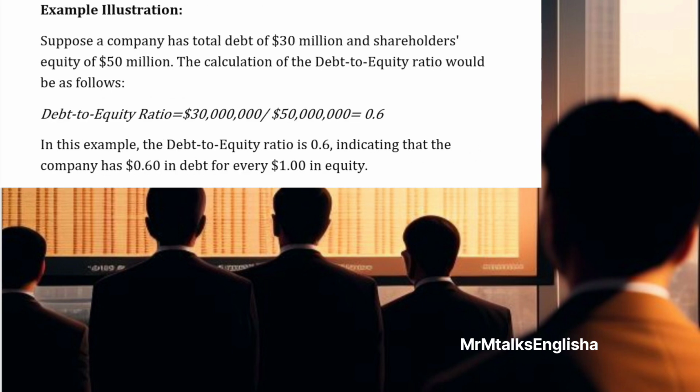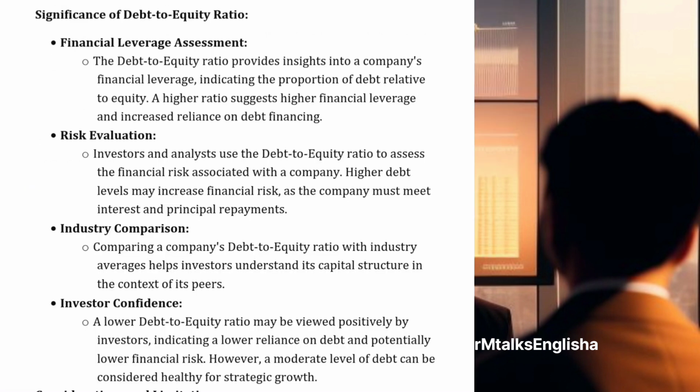Example illustration. Suppose a company has total debt of $30 million and shareholders' equity of $50 million. The calculation of the debt-to-equity ratio would be as follows. Debt-to-equity ratio equals $30 million divided by $50 million equals 0.6. In this example, the debt-to-equity ratio is 0.6, indicating that the company has $0.60 in debt for every $1.00 in equity. Significance of debt-to-equity ratio.